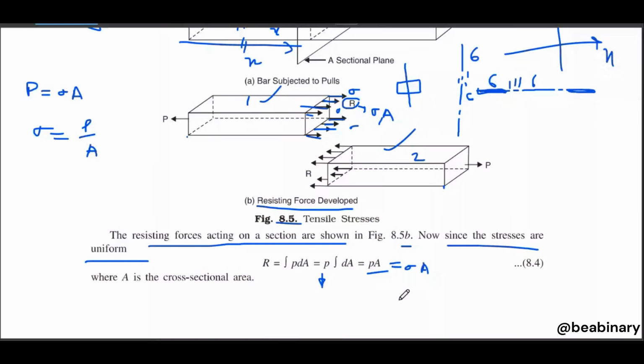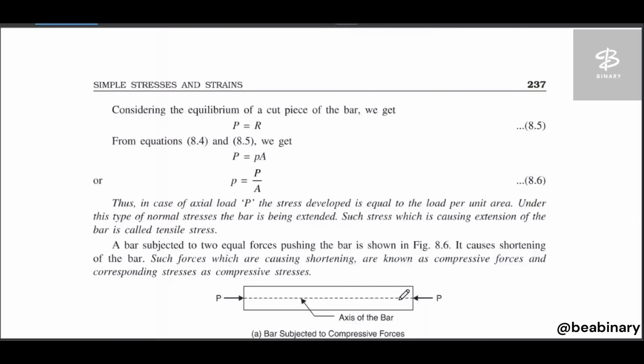Now, in that case, consider the equilibrium of the cut piece of the bar. For the equilibrium condition, as I have already told you, P is equal to R, and R is equal to sigma into area. According to this book, it is written as P into area. Basically, P is a confusing term. P is denoted by pressure or normal pressure. But here we consider only sigma, not pressure, because pressure is a different quantity.